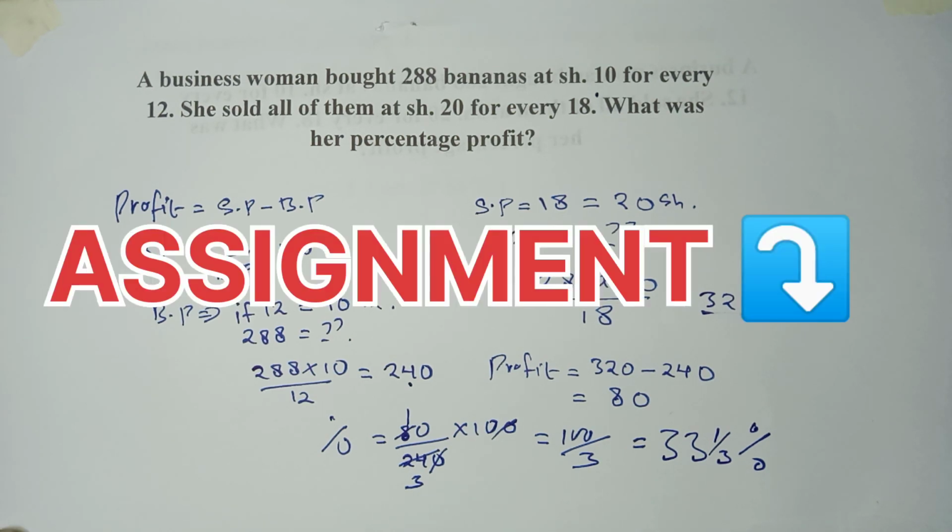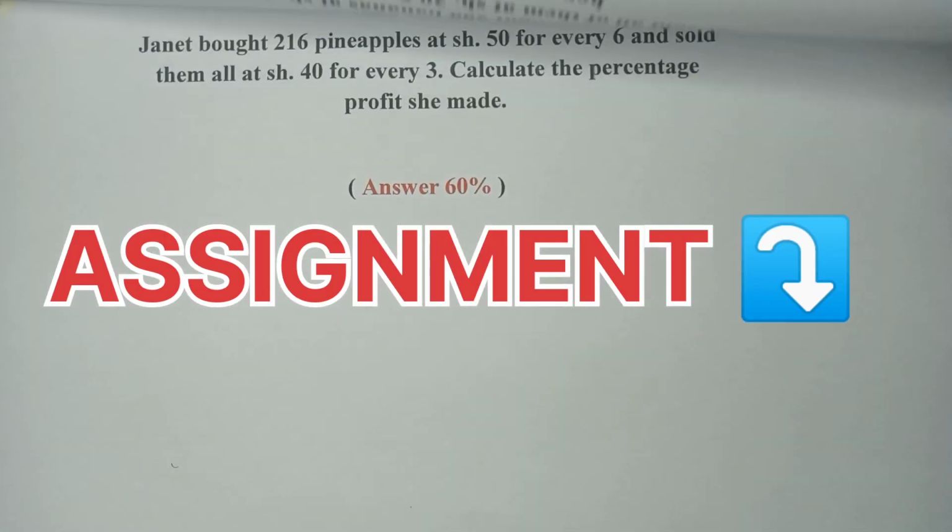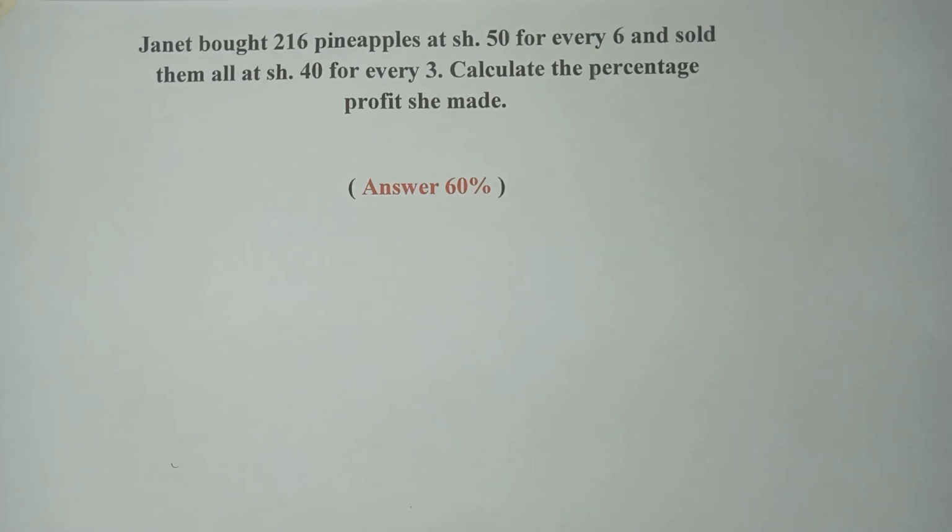So you can try this one. Janet bought 216 pineapples at 50 shillings for every 6 and sold them all at 40 shillings for every 3. Calculate the percentage profit she made.